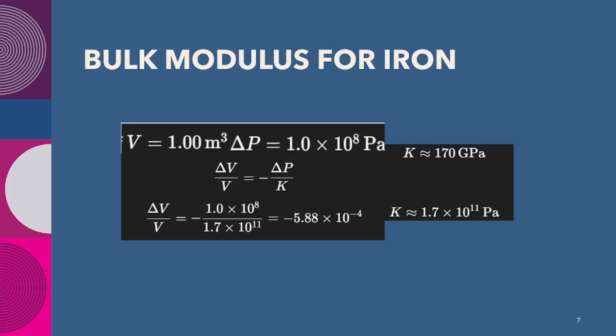Next up is iron. It's the same formula once again for solving for bulk modulus, just with different numbers: 170 GPa, which is 1.7 times 10 to the 11 Pa. Solving that would give you negative 5.88 times 10 to the negative 4. And I'll pass it on to Kylan from here.